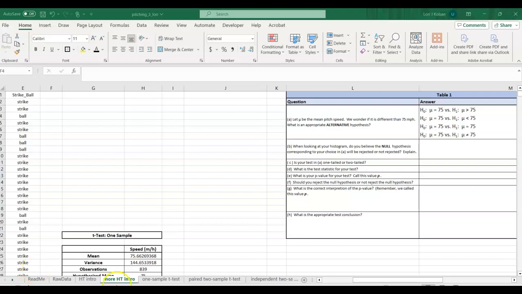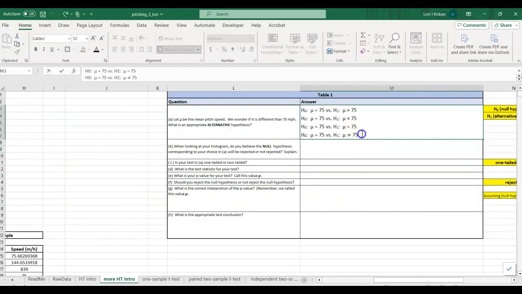All right, this is going to feel more comfortable as we go through it a second time. So now we have mu is the mean pitch speed as before. We wonder, is it different than 75 miles per hour? So our null hypothesis is that the mean is 75, but we want to know, is it different? So here's different, this one. And so that will be our alternative hypothesis.